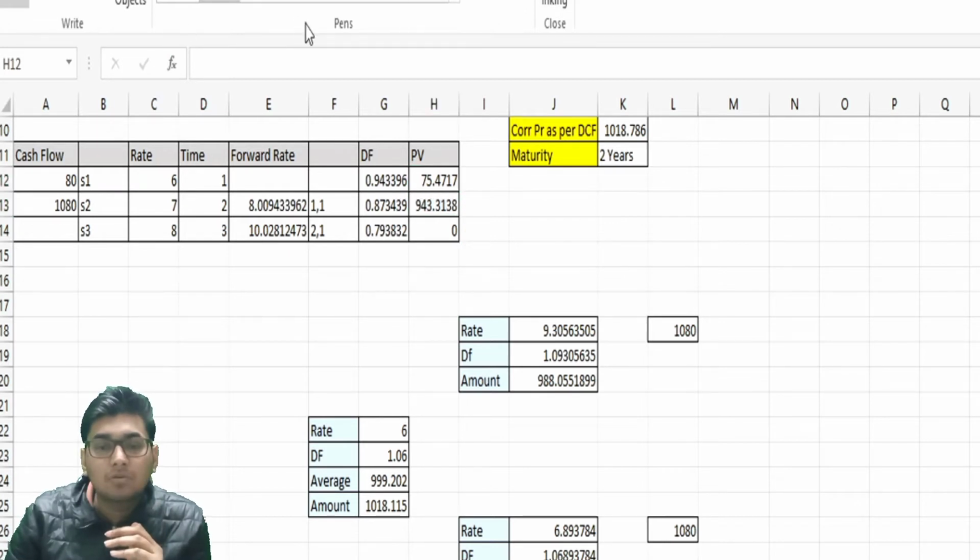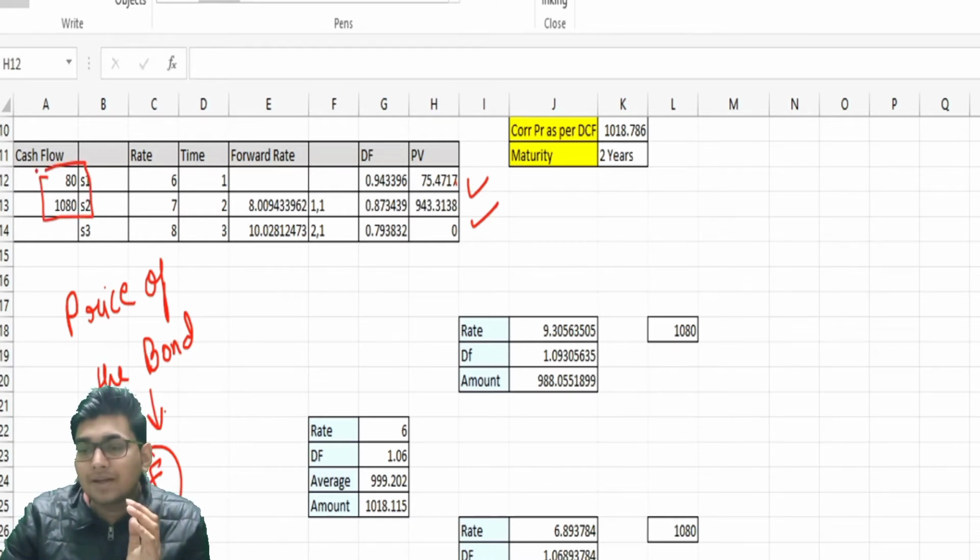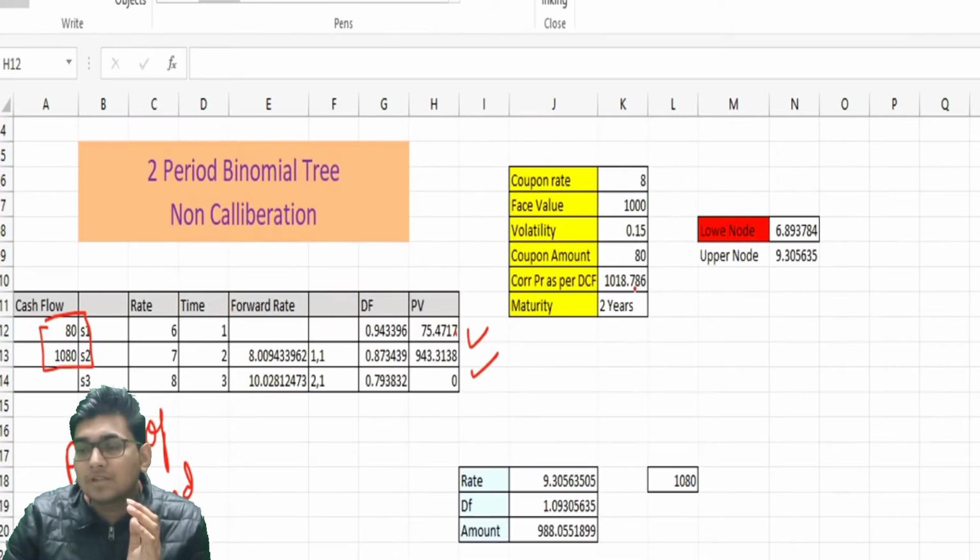Now what is my cash flow? You can see over here my cash flow. If the bond is of 2-year maturity, in 1 year I am going to get 80. Why? Because if you see the coupon rate, coupon rate is 8%. Face value is 1000, maturity is 2 years. If I draw a timeline starting from 0, 1 and 2, over here I am going to get $80, and over here I am going to get $1080. So these are the two cash flows for me.